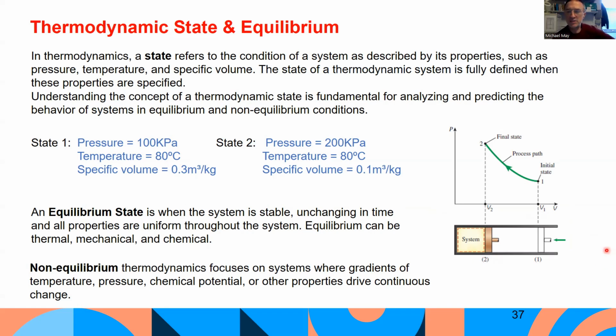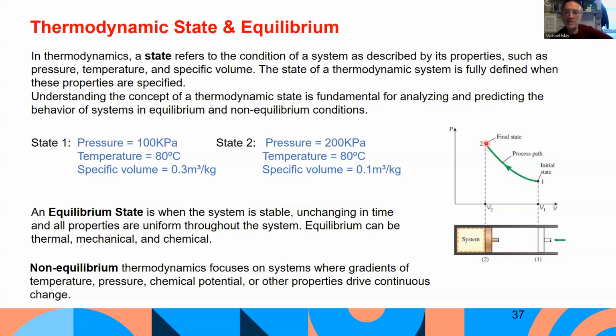So let's take a very simple thermodynamic process of a piston being compressed from one point to another, compressing a gas in there. At this point, we call this a thermodynamic state. And we would be able to measure the pressure, the temperature, and the specific volume, let's say, at that state. And as the system compresses, it goes from one state to another. The route it takes is called a process. And this is the process path.